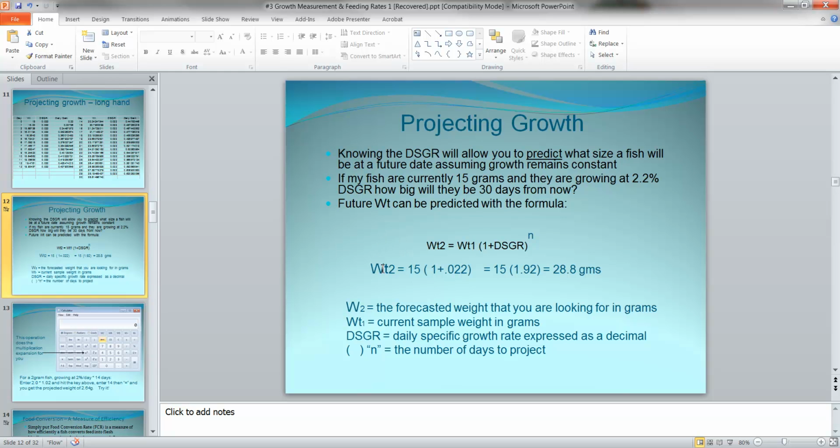Okay, so in this case, your new weight, the one that you're trying to figure out, is equal to 15 times 1 plus 0.022, to the n. Here, n equals the number of days in the project. And if you look up here a ways, you'll see that 30 days is the assumption, which is how we come up with this number. But you understand the basic concept.